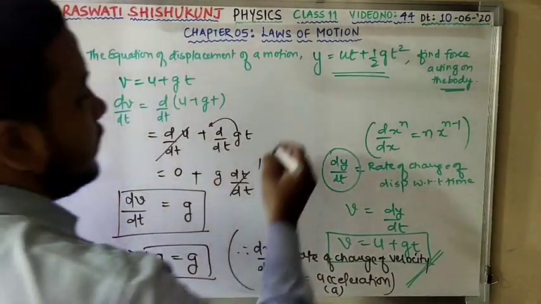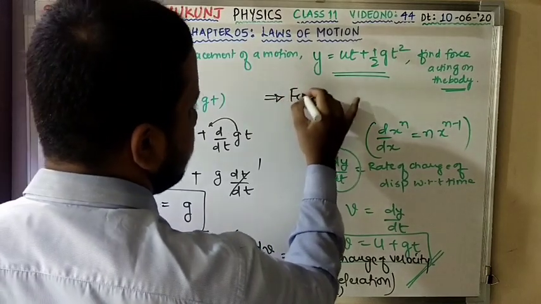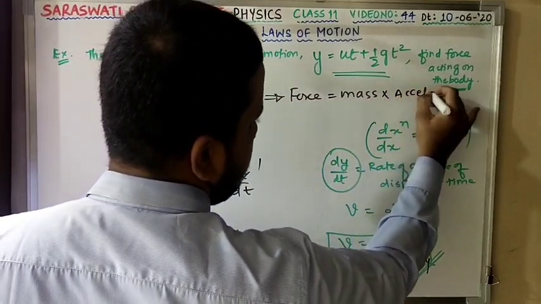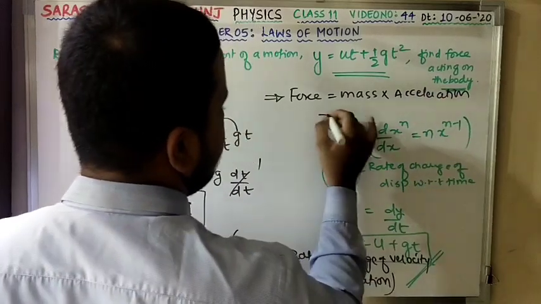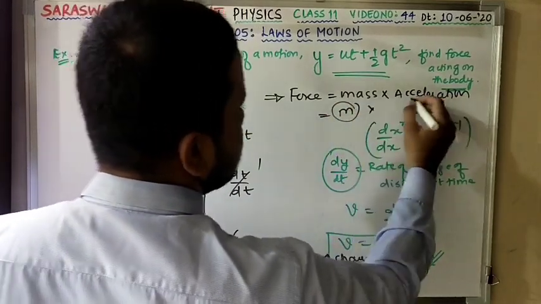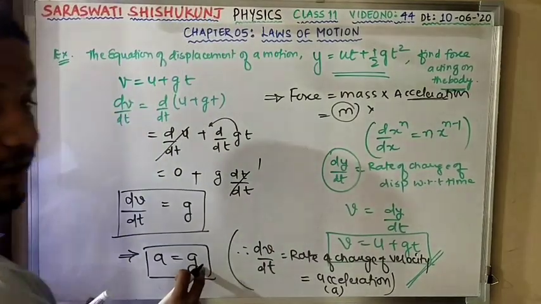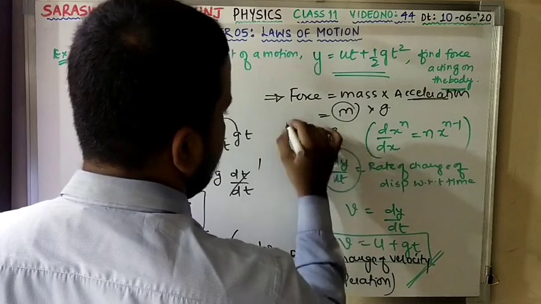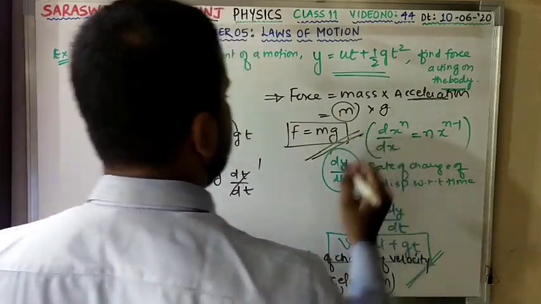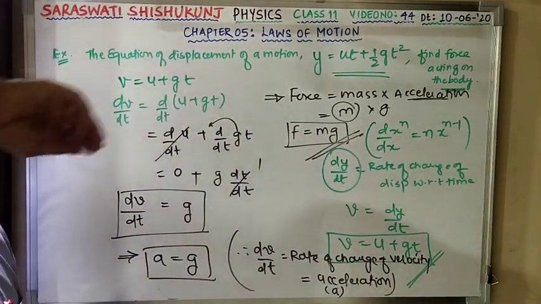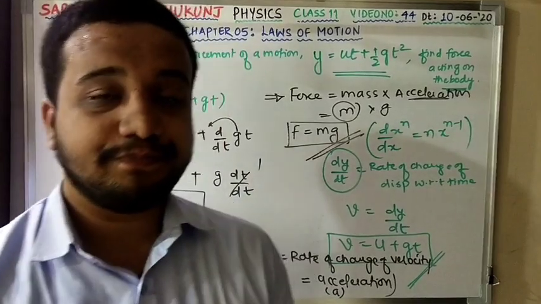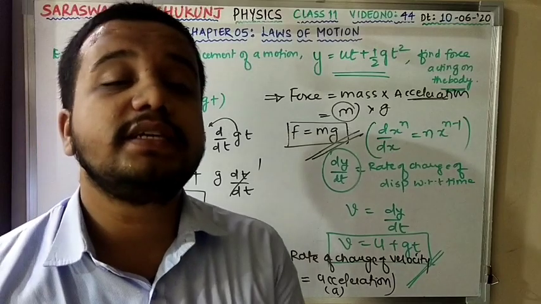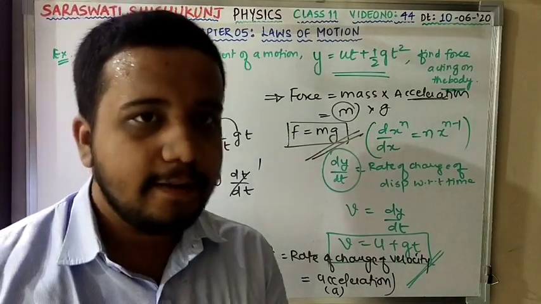I got the equation. Now I want to calculate force. So force is equal to mass into acceleration. The body mass they have given in the question, that is m, and acceleration is a. Instead of a I write g. So my answer for F is mg, F is equal to mg is my final answer. Here one thing you will be able to notice clearly, the force you got, F is equal to mg. Mg is nothing but weight.